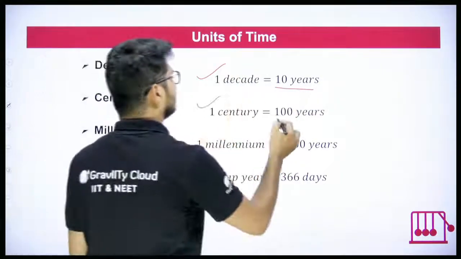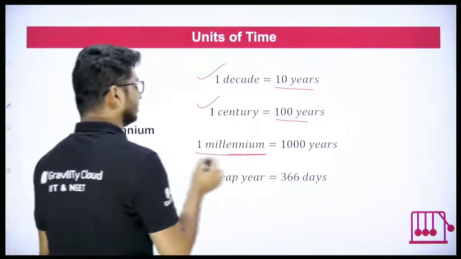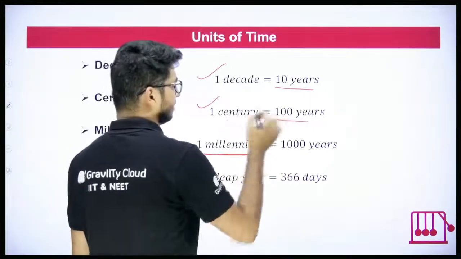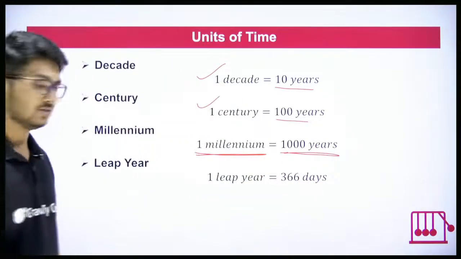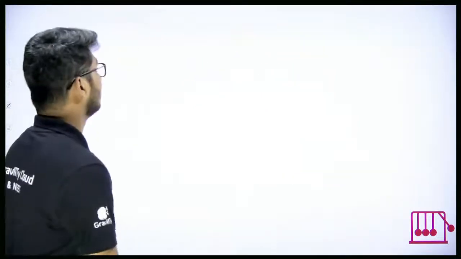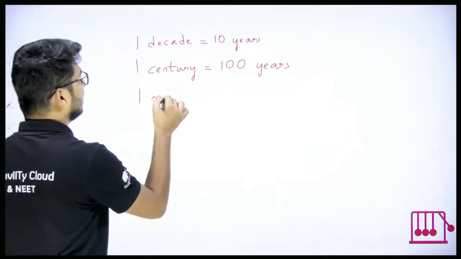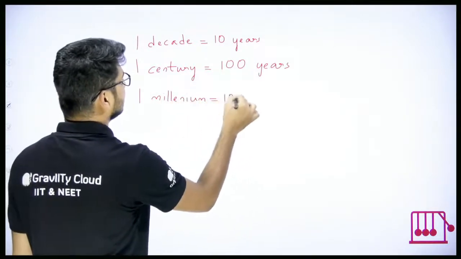So keeping that in mind, 1 decade is 10 years. 1 century is, sorry, 100 years. Then you have 1 millennium. What is 1 millennium equal to? 1 millennium is equal to 1000 years. That's important. 1 millennium is 1000 years.